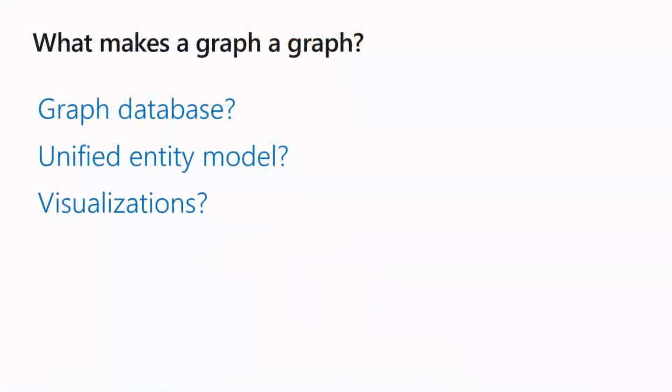So what makes a graph a graph? I think we're going to hear lots of different interpretations, lots of different perspectives on this topic today. We can ask ourselves, is it a graph database? Do you have to have an actual graph database in order to have a graph? Do you need to have a unified entity model with nodes and edges? Is that what a graph is? Is it the pretty charts and graphs where we can see on the screen bubbles and lines connecting the different bubbles? Is it those kinds of visualizations?